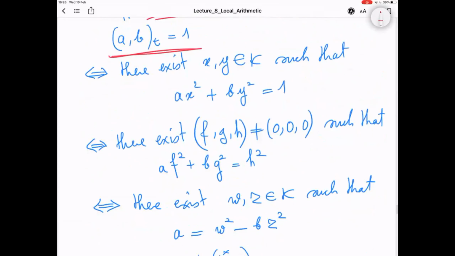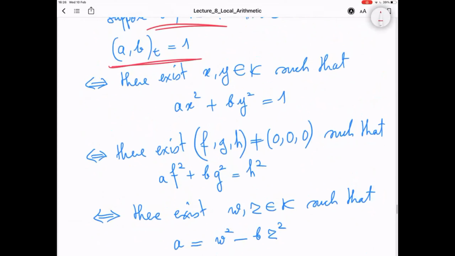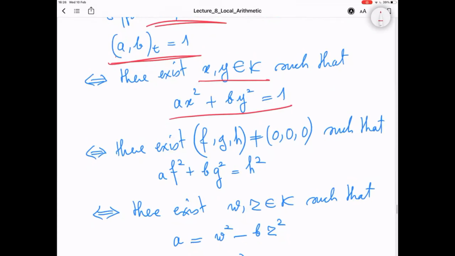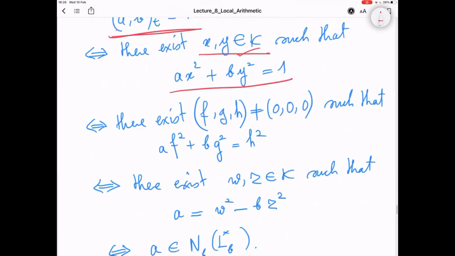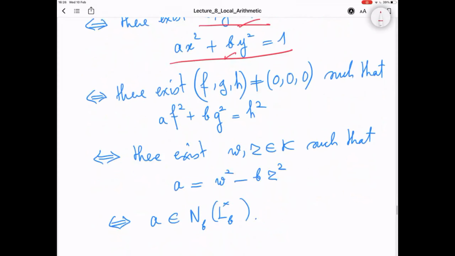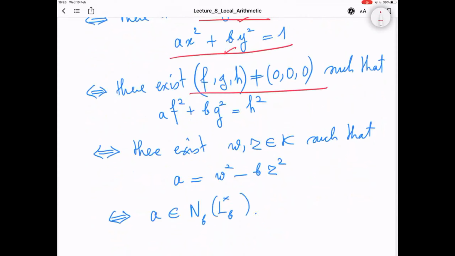What have we proved? We have proved that ABT is equal to 1 if and only if there exist XY satisfying this equation. And earlier we had proved that there exists XY satisfying this inhomogeneous equation if and only if there exists FGH different from 0, 0, 0, satisfying the corresponding homogeneous equation. This equation is obtained from this one by homogenization.